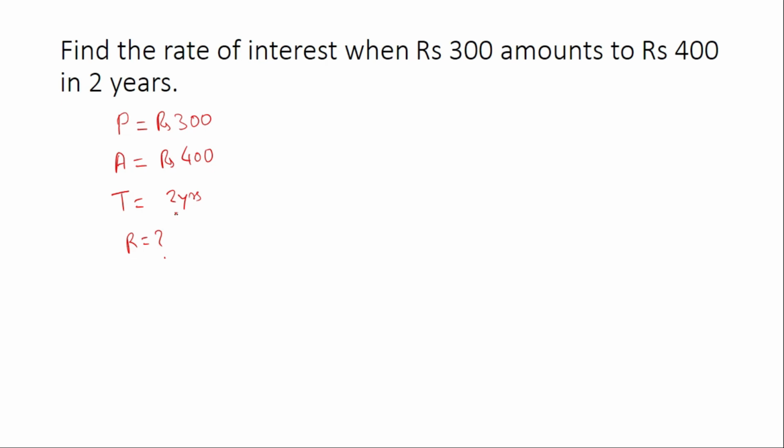So first work will be to find the value of I. Since we know a formula that is A equal to P plus I, amount is equal to principal plus interest, so I will be A minus P, or 400 minus 300, that is rupees 100 is our interest.